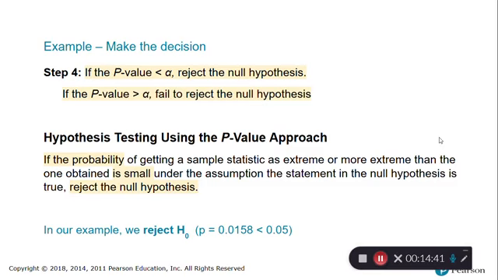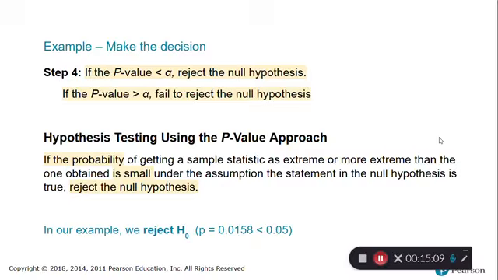All right, for step 4, this is where we actually make a decision. So if our p-value is less than alpha, and at the beginning we said our alpha was 0.05 or 5%, if the p-value is less than that, we would reject the null hypothesis. We're saying it doesn't really make sense to get these results if our null hypothesis is what we said it was. If the p-value is greater than alpha, we would fail to reject the null hypothesis.